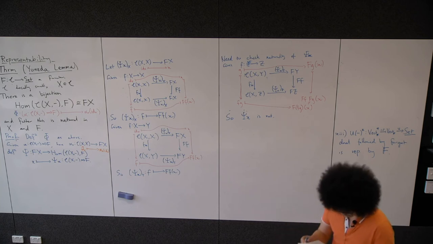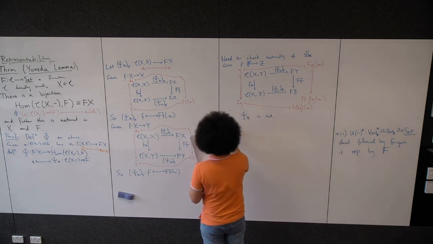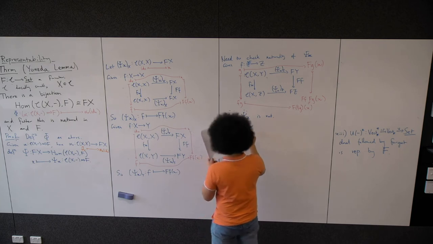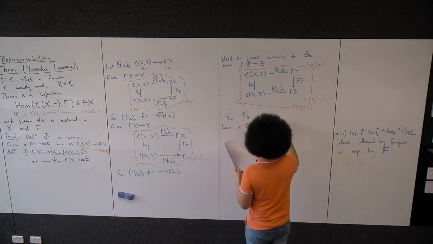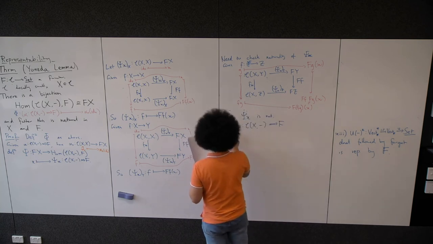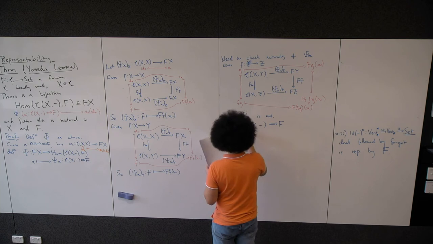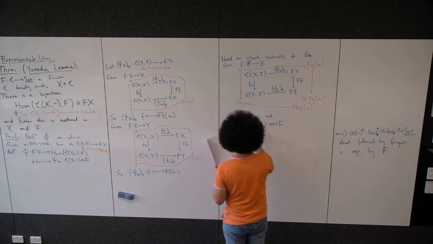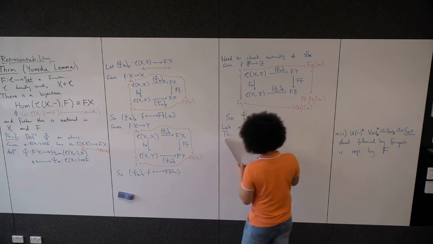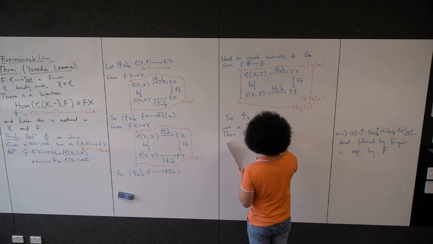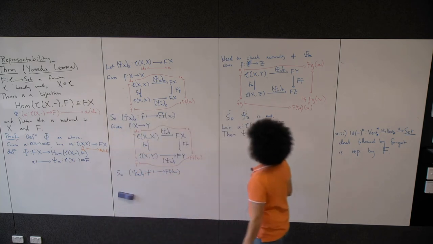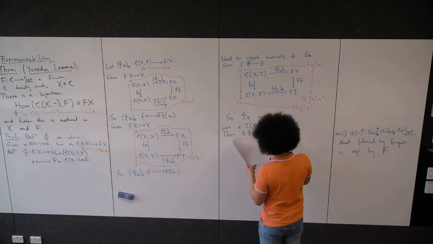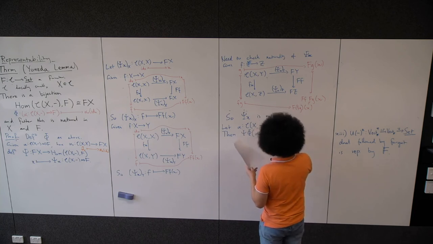So I'm going to let alpha be a natural transformation from the represented functor to F, then psi of phi of alpha is psi of, okay, this thing took a natural transformation to its X component applied to the identity. So this is alpha x applied to the identity on x.